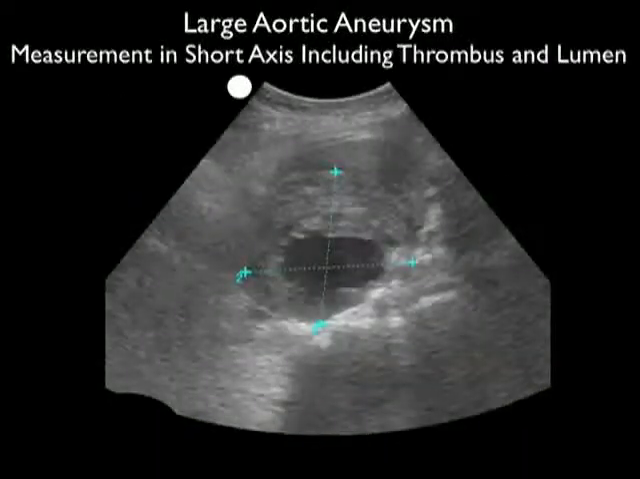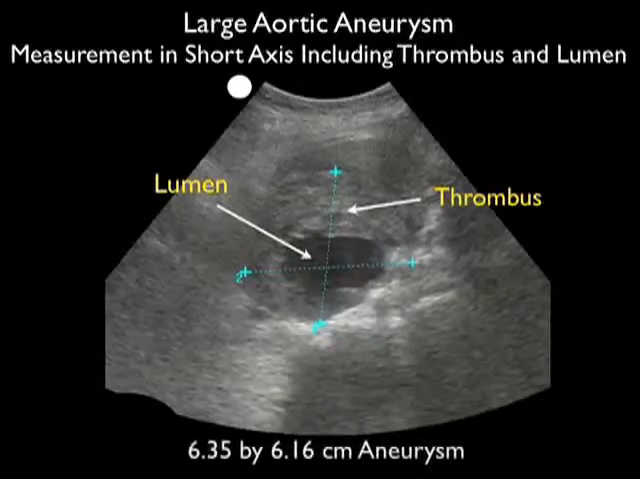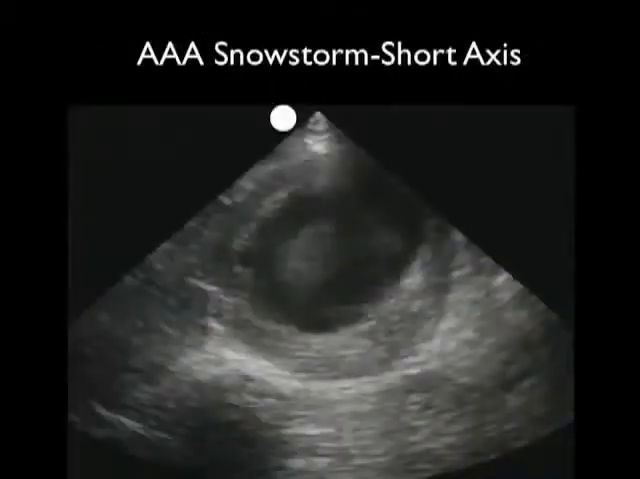Next, we're going to measure this AAA, and here we're putting the calipers from anterior, posterior, and laterally, trying to add that lumen and the thrombus to our measurements. And I came up with a measurement that was 6.3 by 6.16 centimeters, again making the definition of a AAA.